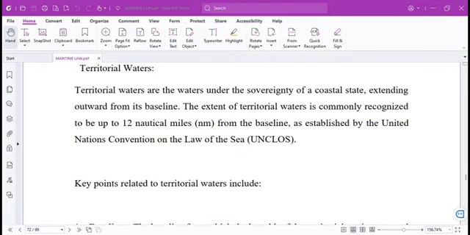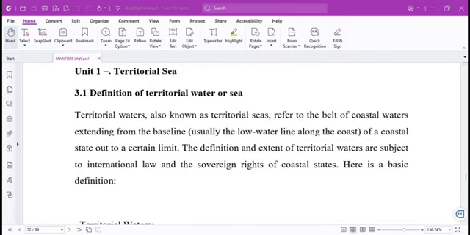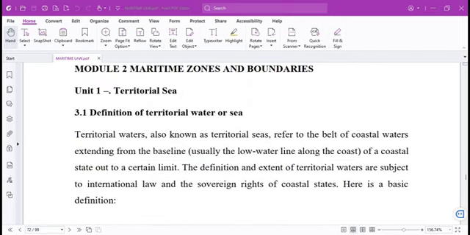Shall begin with the territorial water. The definition of the territorial water on sea, as earlier defined. In our last meeting, we defined the territorial water as waters under the sovereignty of a coastal state extending outward from its baseline.